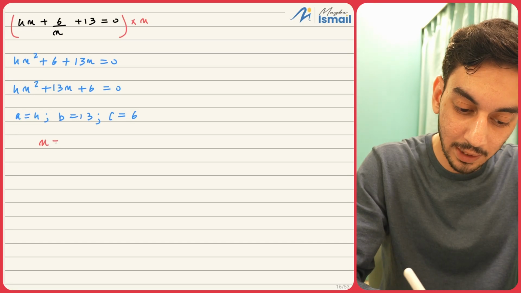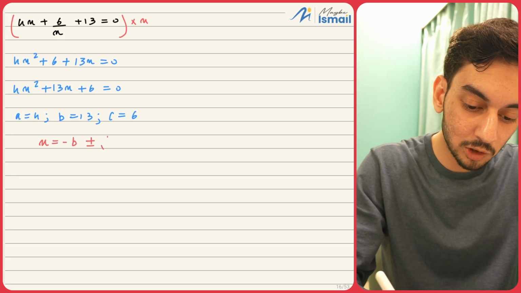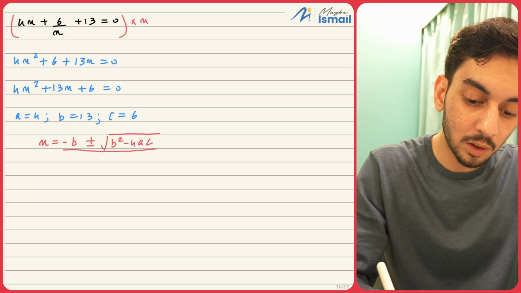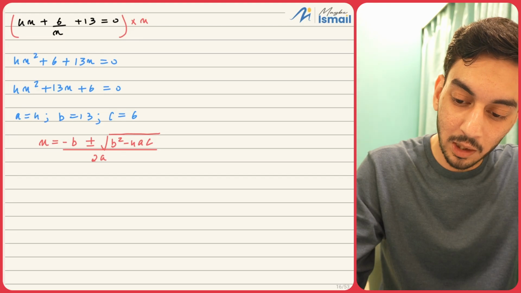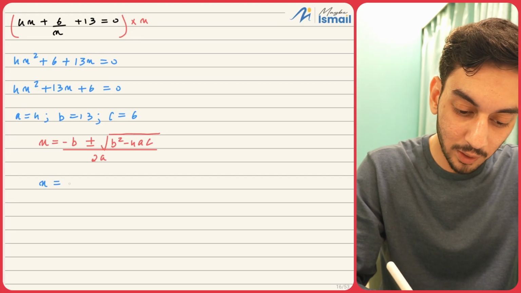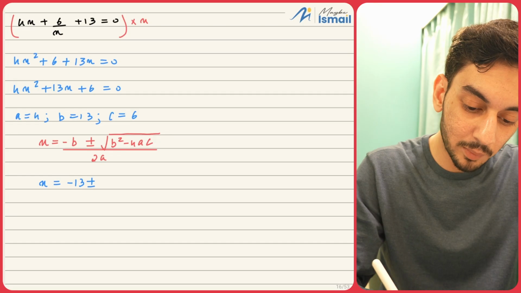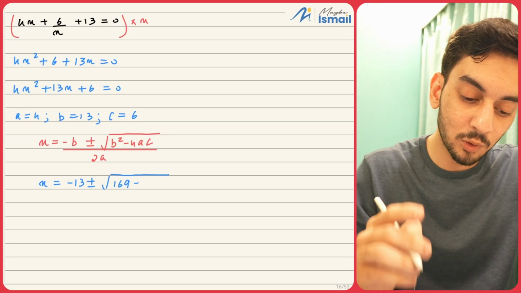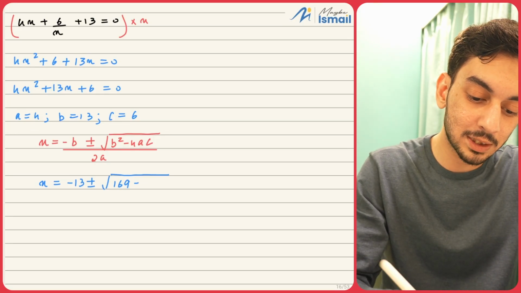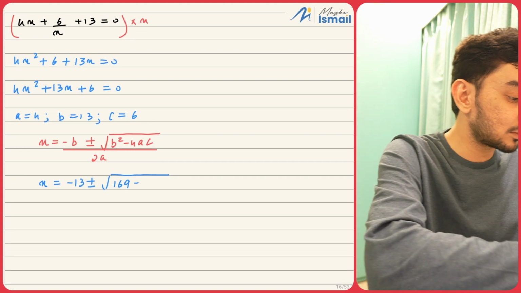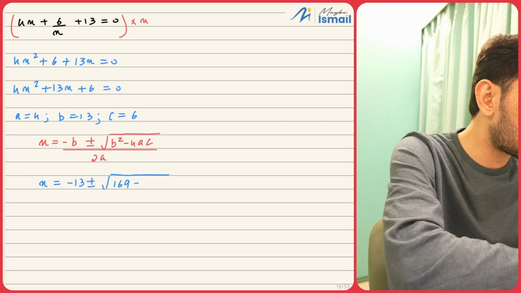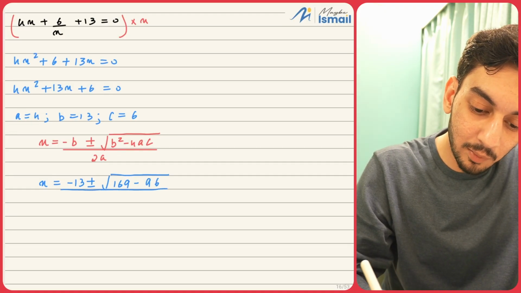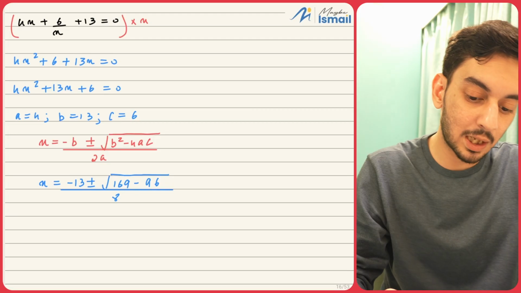I write my formula, which is x = (-b ± √(b² - 4ac)) / 2a. When I plug in the values of a, b and c, it becomes x = negative b, so negative 13, plus or minus the square root of b², which is 13², 169, minus 4ac. So 4 into 4 is 16, 16 times 6 is 96. So minus 96, divided by 2a, which means 2 times 4, which is just 8.